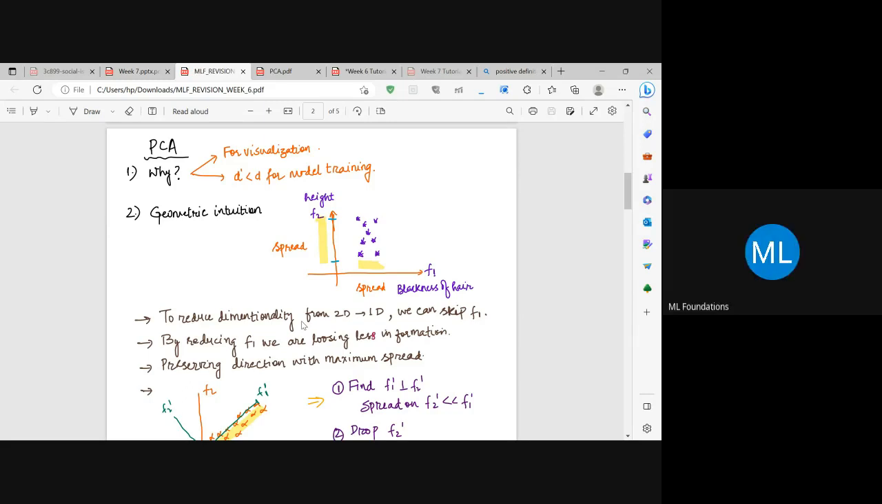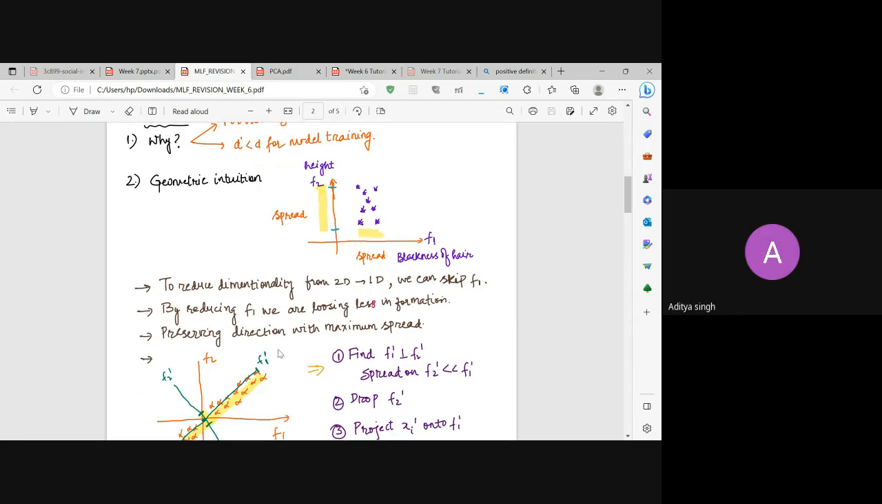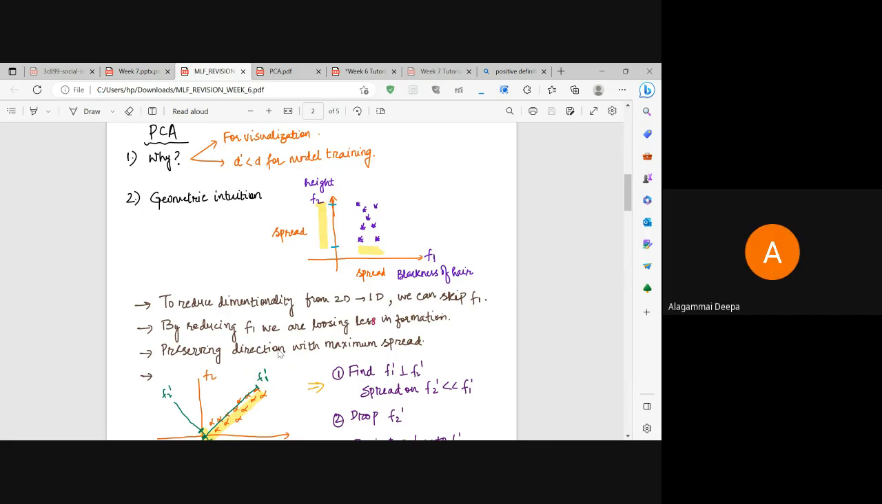From PCA, you already know the basic theory. There can be some questions regarding the concept of PCA. You know why PCA is used, where we are using it, and which type of algorithm it is, right? Yes, sir. I'm just telling you, this gradient descent.